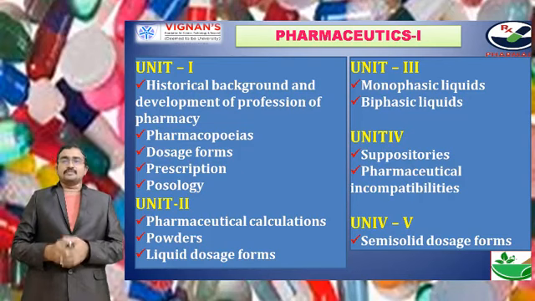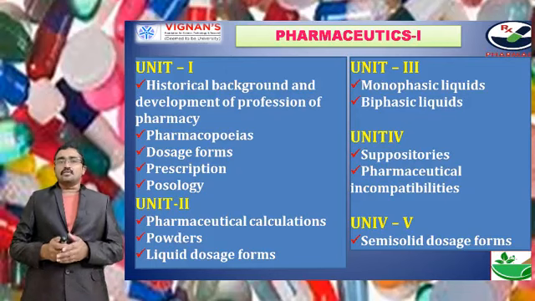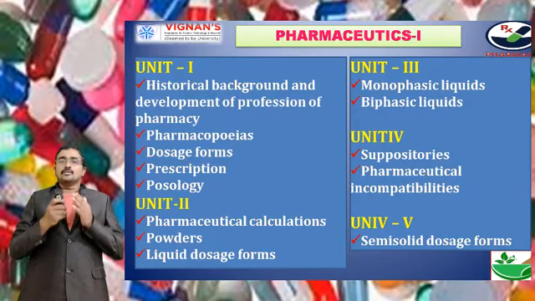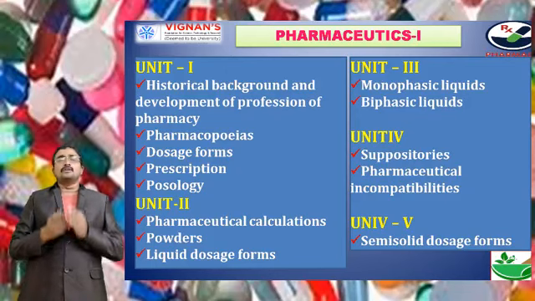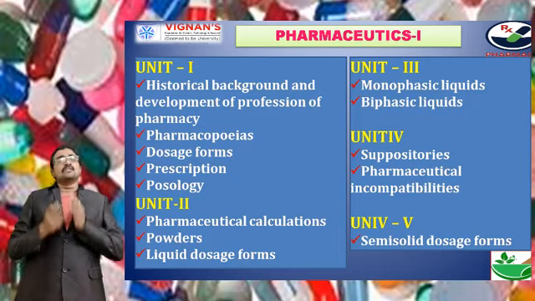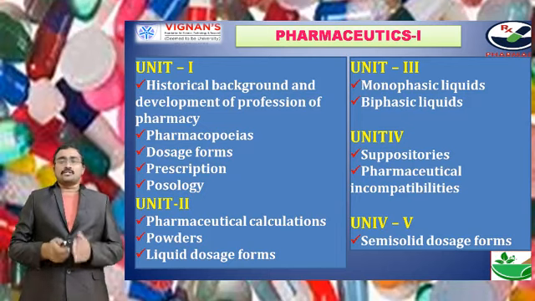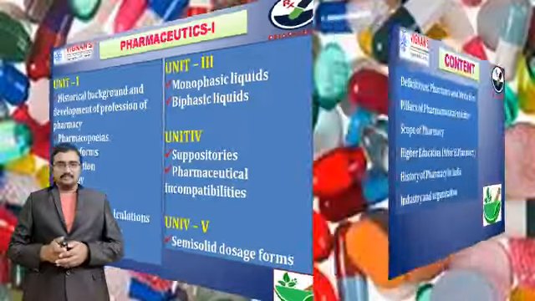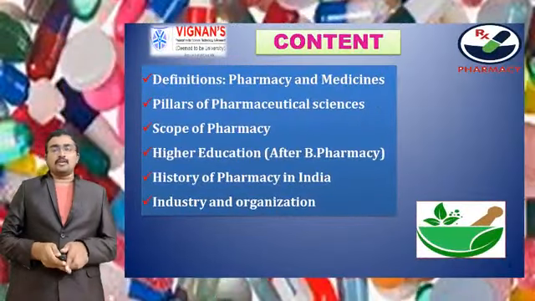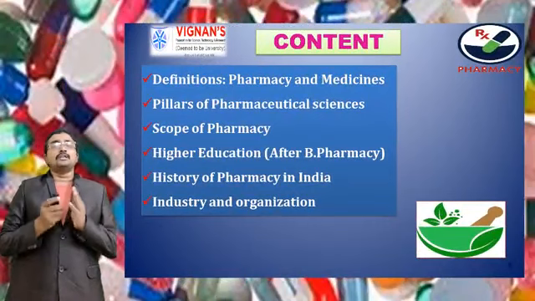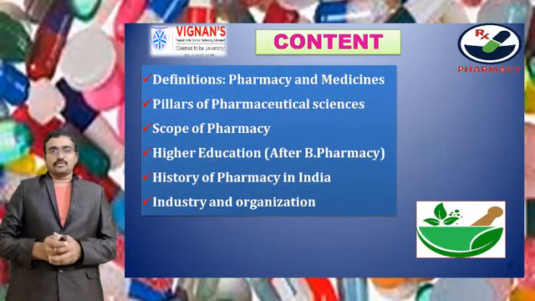Now I would like to start with unit 1, mainly the historical background and development of the profession of pharmacy, pharmacopoeias, dosage forms, prescription and posology. These are the chapters involved in unit 1. So today I would like to discuss the historical background and development of the profession of pharmacy.